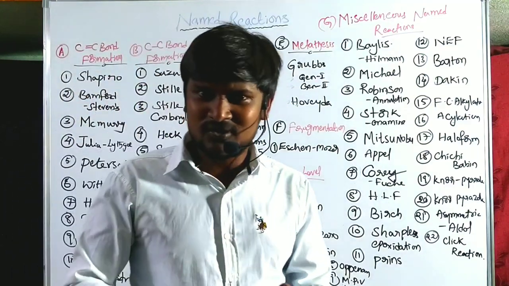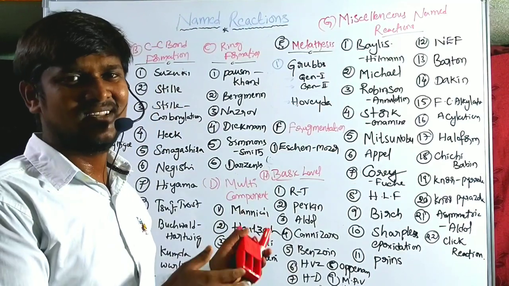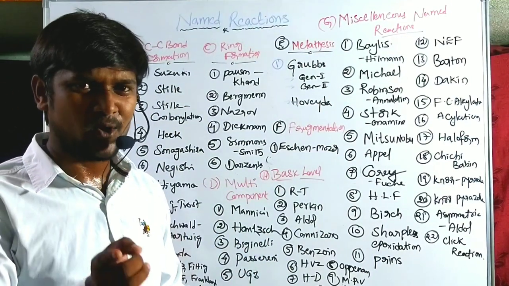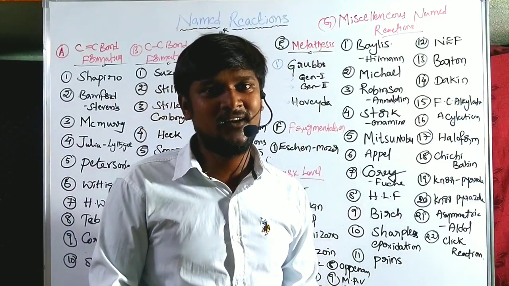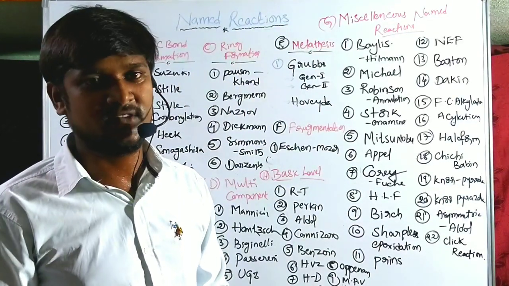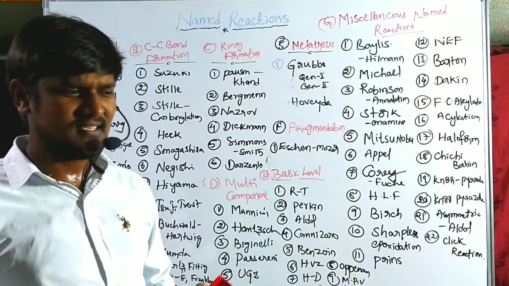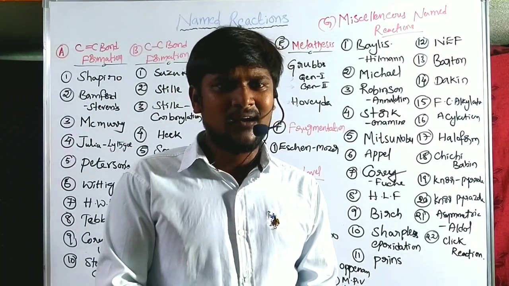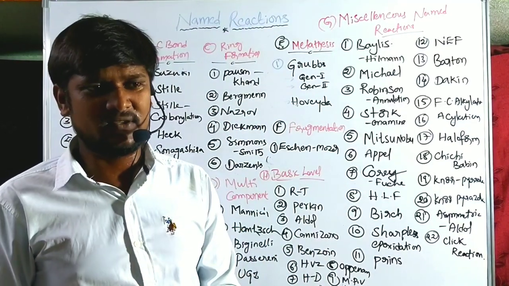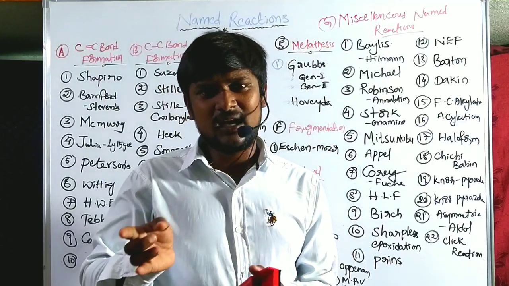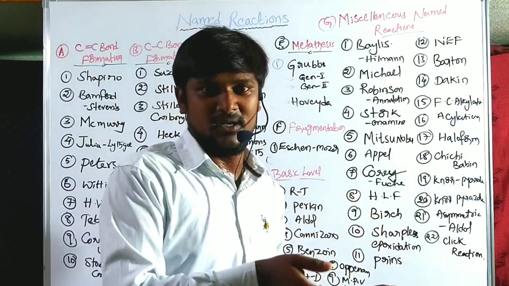Those reactions are very important and useful, but students are worried about named reactions. The main problem of the students is remembering all the applications of named reactions. When I observed my students, they are confused a lot about named reactions. Why? Because they use the name of one named reaction in another named reaction.